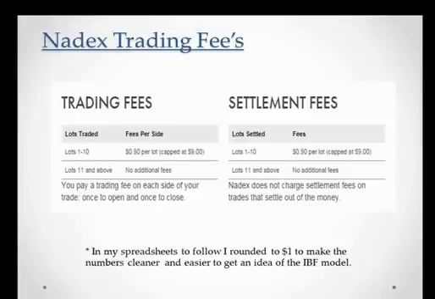Okay, and these are the Nadex trading fees. Nadex is very affordable as far as what they charge per contract. You can see here from 0 to 1 contracts, they're charging 0.90 per contract. The fee is capped at 9. So if you start trading more than 10 contracts, they are only going to charge you 9.